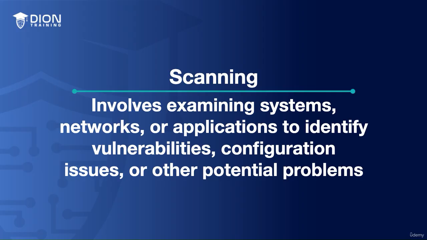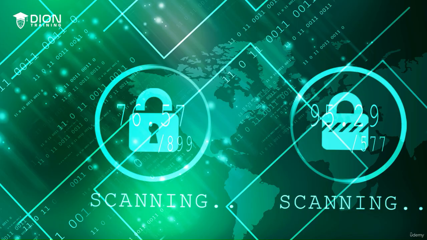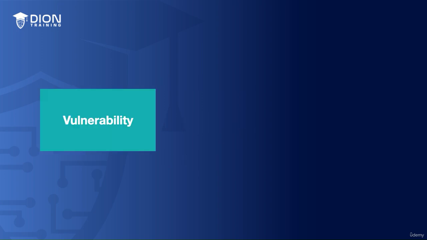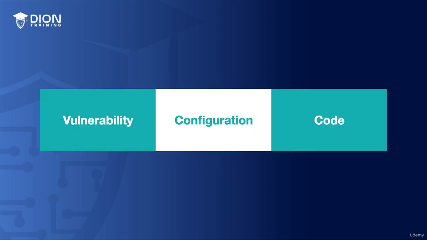Now, scanning involves regularly examining your systems, networks, or applications to identify vulnerabilities, configuration issues, or other potential problems. The scanning process is crucial for maintaining system health to ensure that your systems are operating within optimal performance standards and are safeguarded against potential threats. Now, scanning typically involves the use of a specialized tool or service like Nessus, OpenVAS, or Qualys to perform various types of scans, including vulnerability scans, configuration scans, and code scans.